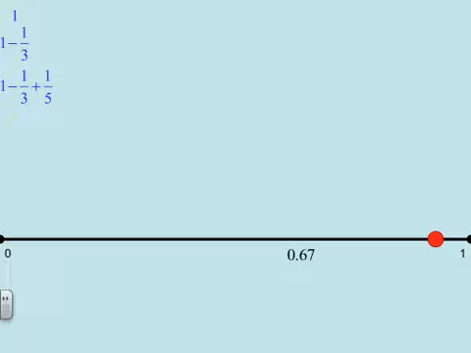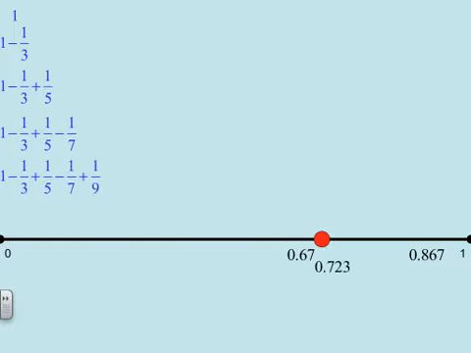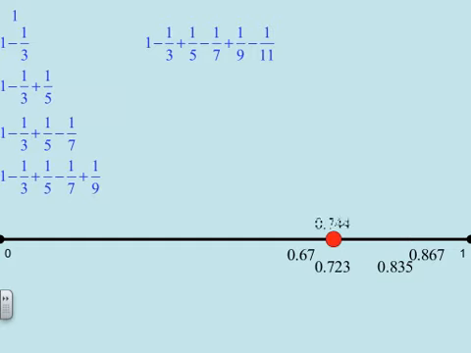That pushes us back to the right and puts us at 0.867. We subtract a seventh. That puts us at 0.723. We add a ninth, which puts us back to the right, and now we're at 0.835. We subtract an eleventh, and that puts us at 0.744.